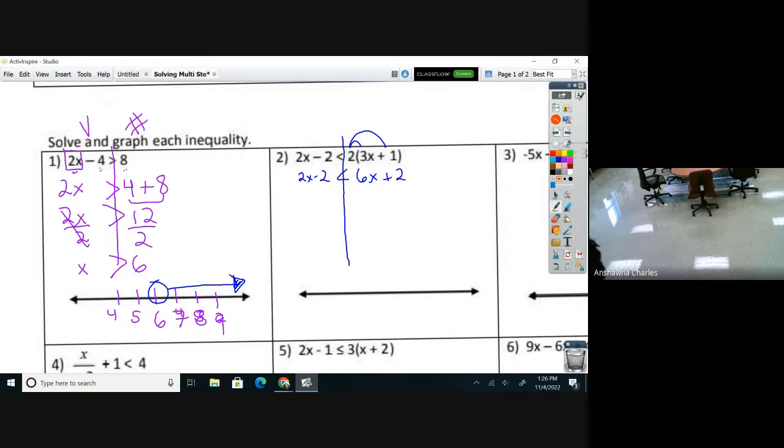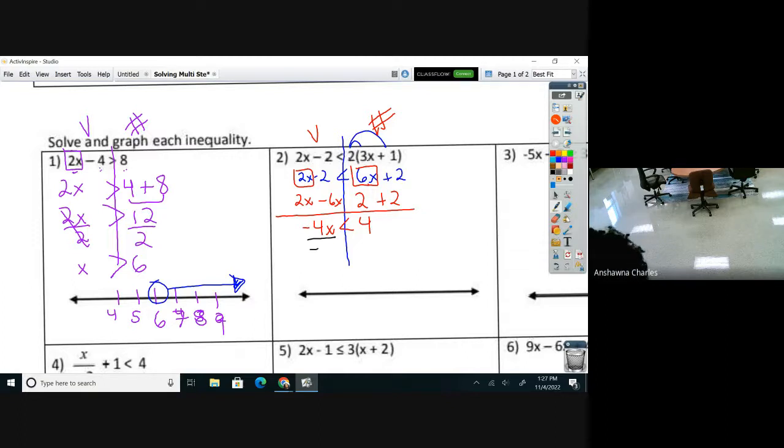Okay. So then I box my variables. My variables on this side, numbers on this side. If I cross the line, I change the sign. So the 2x stays the same. The negative 2 becomes positive 2. The positive 6x becomes negative 6x. And this positive 2 stays positive. So that's going to leave me 2x minus 6x, which is negative 4x, is less than 2 plus 2, which is 4.